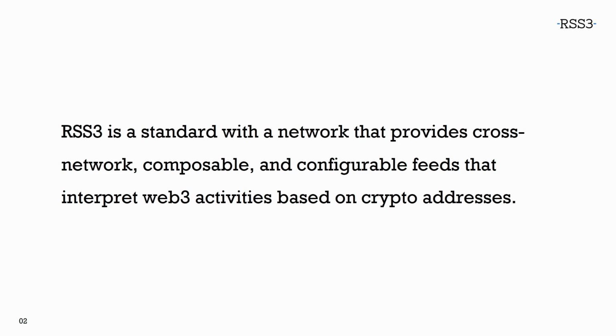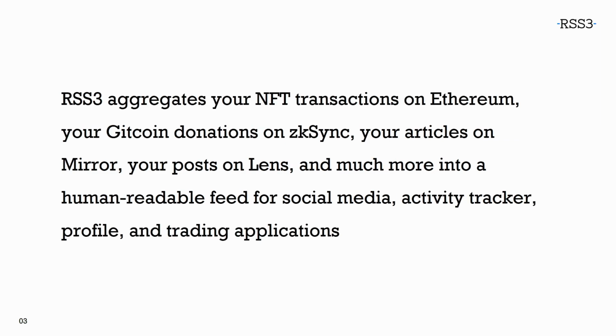Conceptually, RSS3 is a standard with a network that provides cross-network, composable, and configurable feeds that interpret Web3 activities based on crypto addresses. To put it simpler, it aggregates your NFT transactions on Ethereum or on Arbitrum, of course, your Gitcoin donations on ZK Sync, your articles on Mirror, your posts on Lens, and much more into a human-readable feed for social media, activity trackers, profiles, and things like trading applications. Now we have more than 20 applications built upon RSS3, and we're expecting to get more this year.